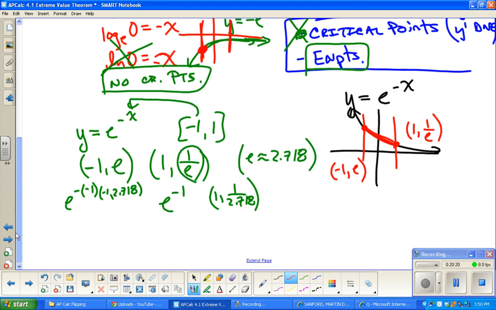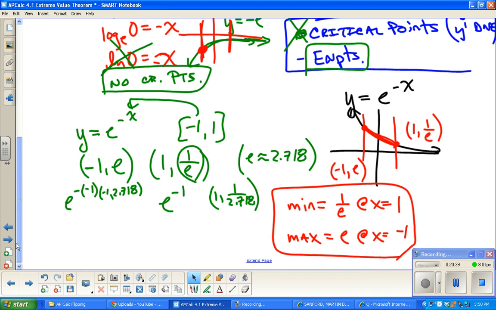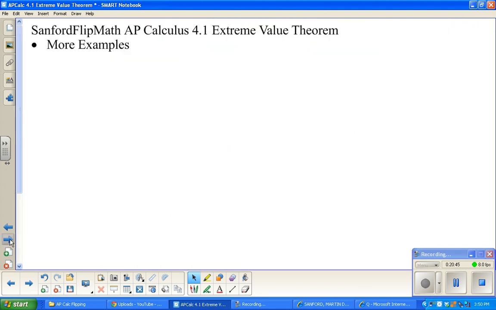So I have a minimum of 1 over e at x equals 1. I have a maximum that's equal to e at x equals negative 1. So I found minimums and maximums using analytic methods. I used a graph to illustrate it, but that's not the method I really used to do the whole problem.